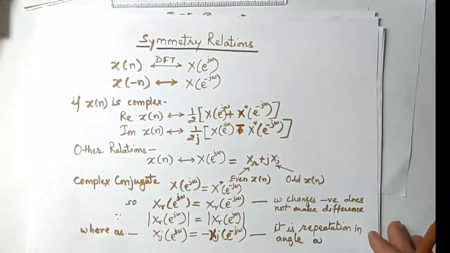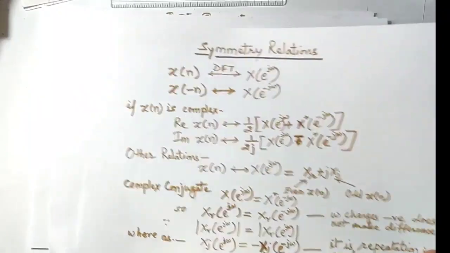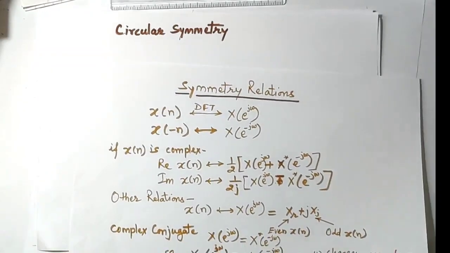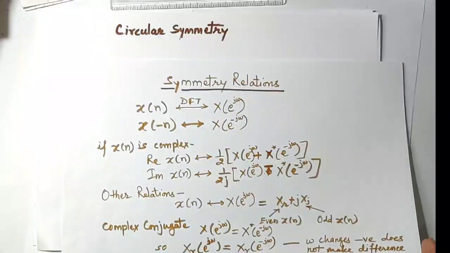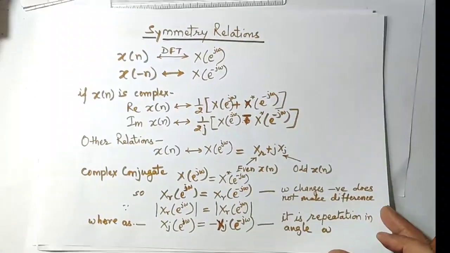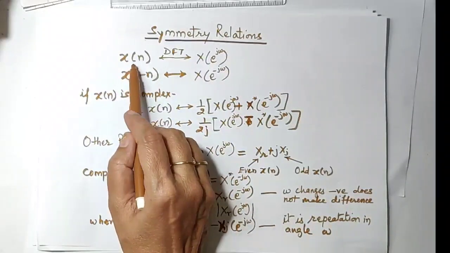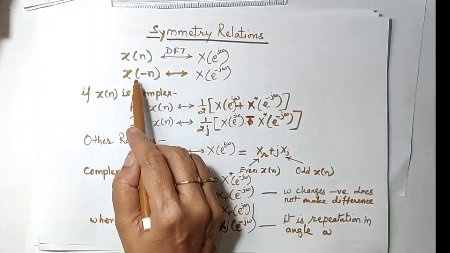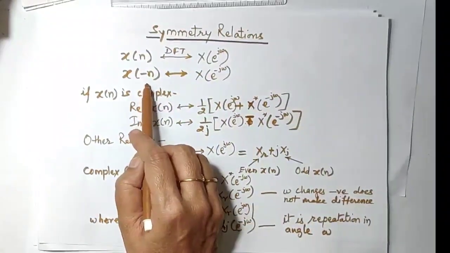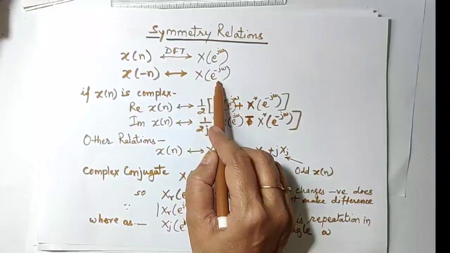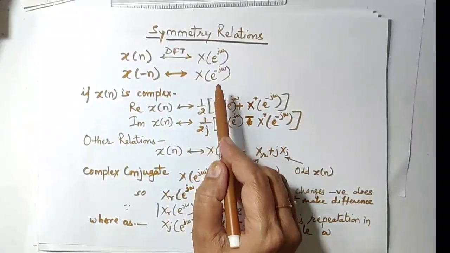So we'll see the circular symmetry, and before that, I think the continuous Fourier transform already concluded some properties, some relations of symmetry. I have just listed them out here, then we'll see later on the details of it. I just listed it here: x[n] has DFT X(e^jω), then the folded sequence x[-n] will be X(e^-jω).